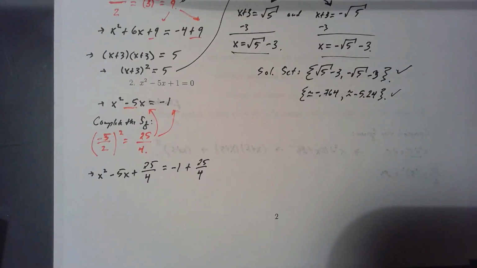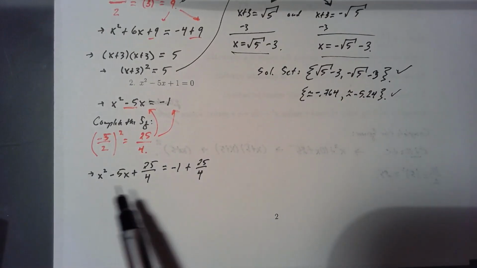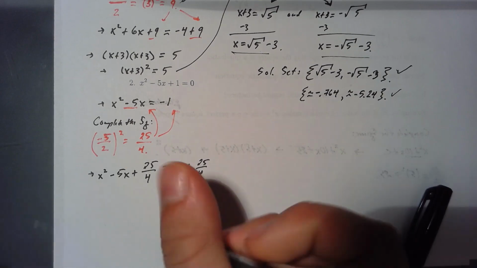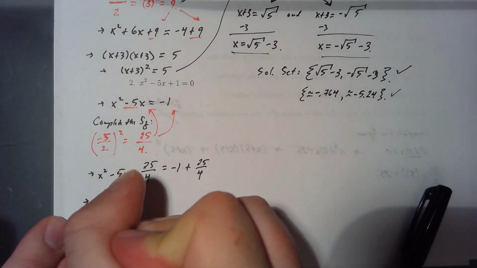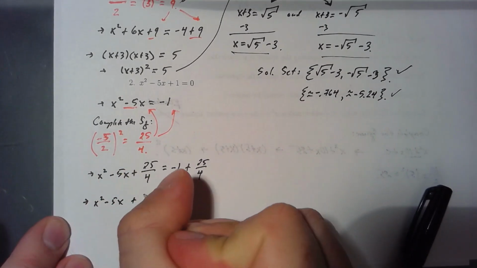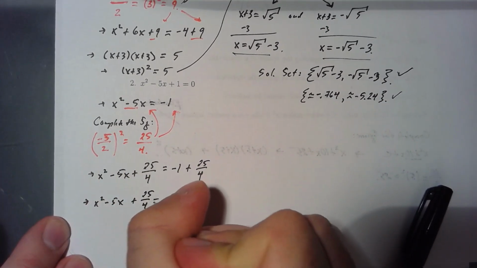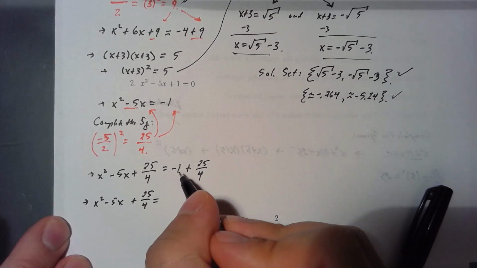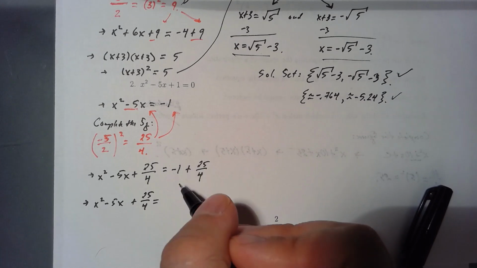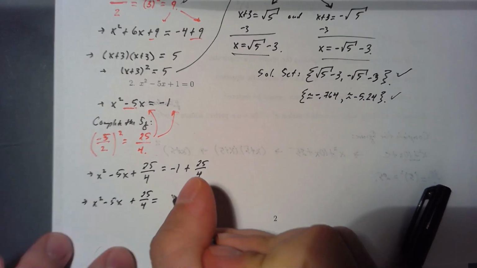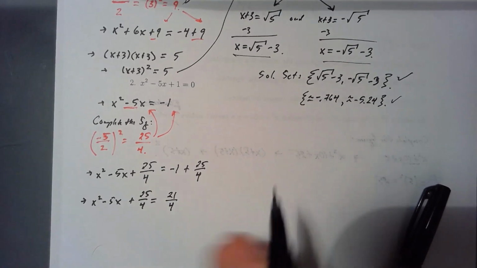Alright, so here's where you get that fraction in there. The right-hand side, so negative 1 plus 25 over 4, well, I could write this as negative 4 over 4, and if I do the math there, you're going to get 21 over 4.